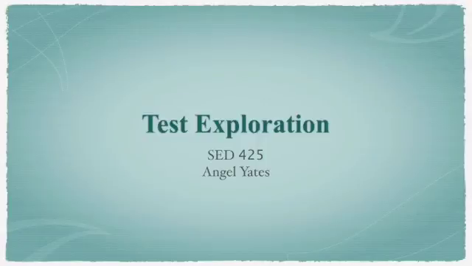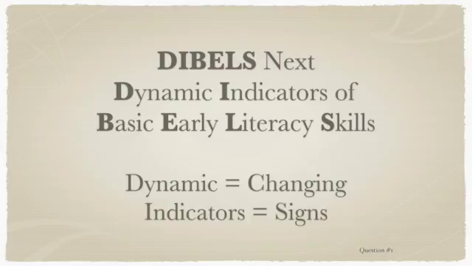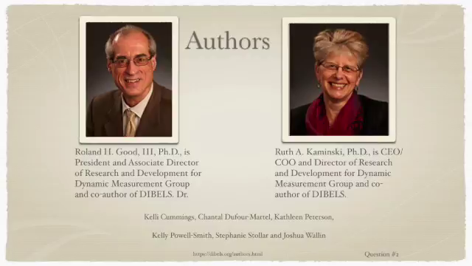Hi, this is Angel Yates, and I did my test exploration on DIBELS Next. DIBELS Next is Dynamic Indicators for Basic Early Literacy Skills, dynamic meaning change, and indicators meaning signs. The authors of DIBELS are Ronald Good and Ruth Kaminski, and they collaborated through the University of Oregon.